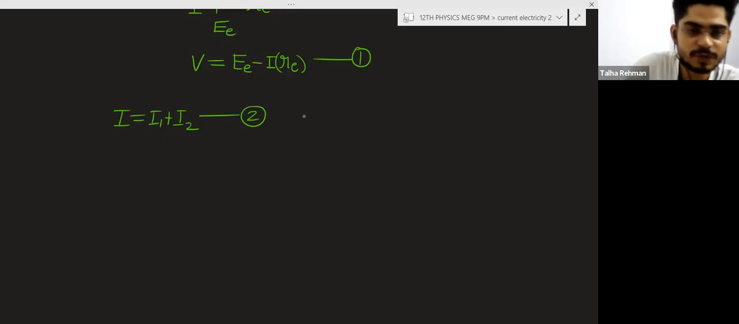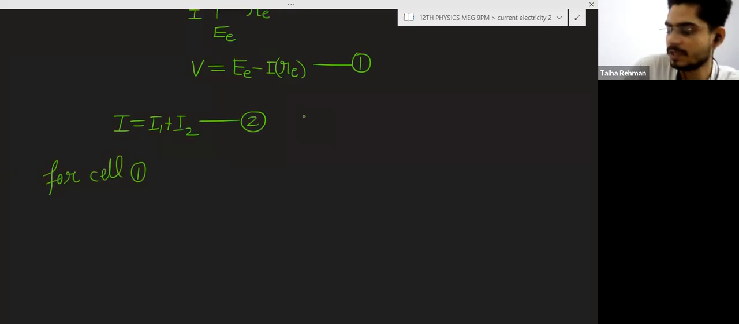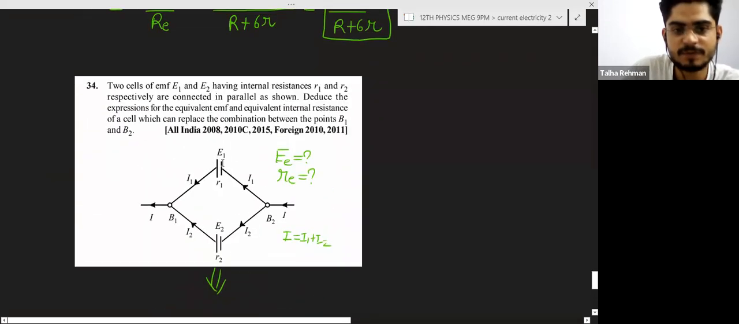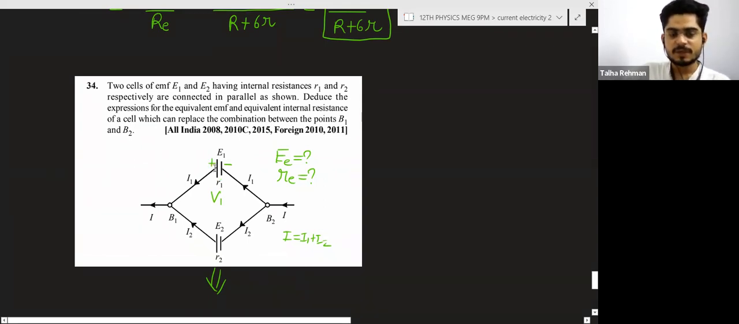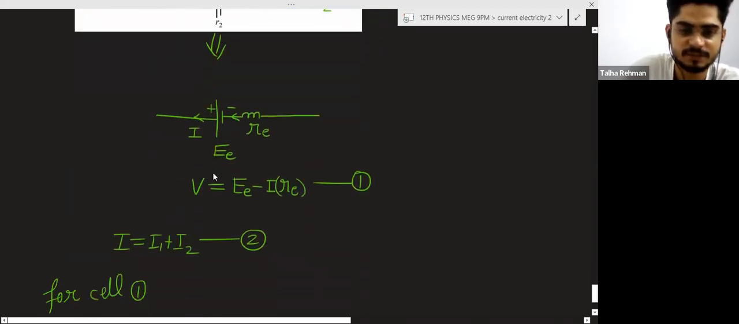Okay, now for cell 1, see cell number 1. This is cell number 1. And for this cell number 1, can you find the terminal voltage? Hamza, can you find the terminal voltage for cell number 1? See, this is the negative terminal, this is the positive terminal. And here the current is flowing from the positive terminal. So is this cell in the charging condition or discharging condition? Discharging condition.